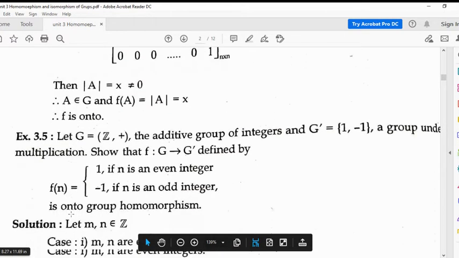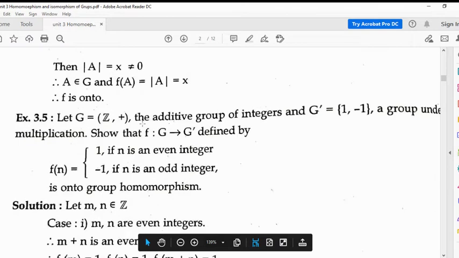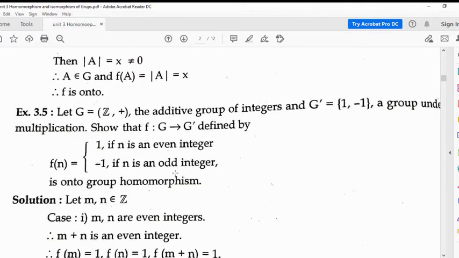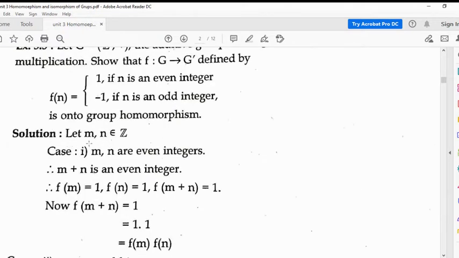Next example. Let G be Z, the additive group of integers, and G dash be the set {1, -1}. This is a group under multiplication. Then show that f from G to G dash defined as f of n is equal to 1 if n is an even integer, and f of n is equal to -1 if n is an odd integer, is an onto group homomorphism. First we have to show it is a group homomorphism. For that, take any two elements from the first group, that is m, n belongs to Z. So consider f of m plus n.